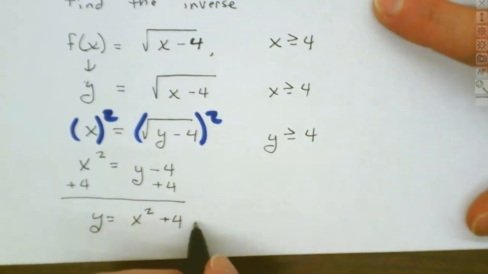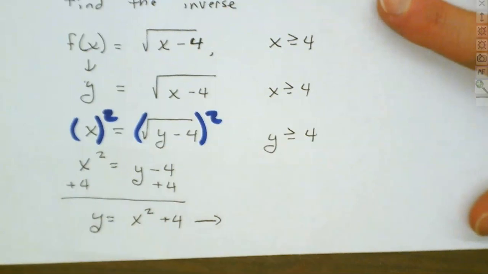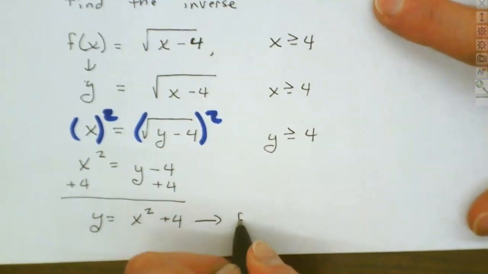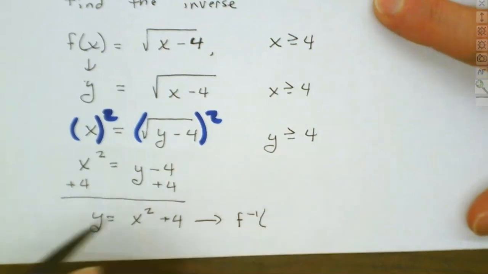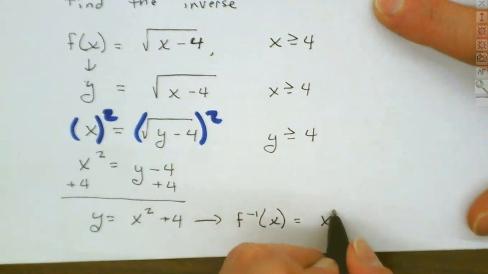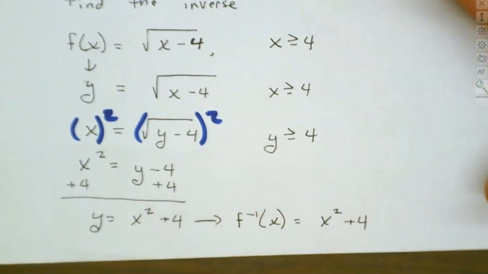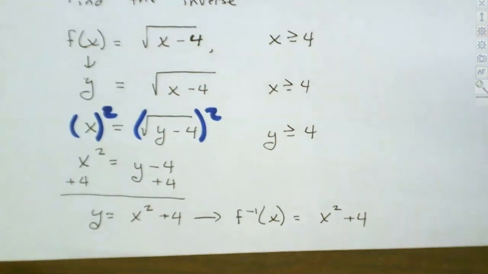And rewriting that again, y becomes f inverse of x. So f inverse of x is now x squared plus 4. Now, we did replace your x and your y. And what do we know about our inverse? Okay, this is our inverse here.